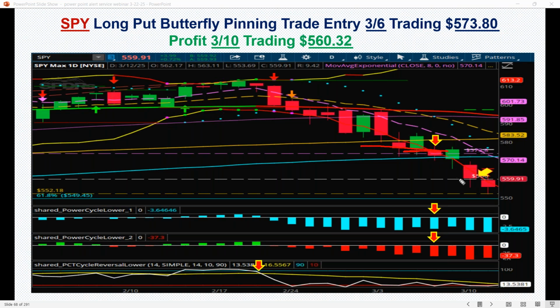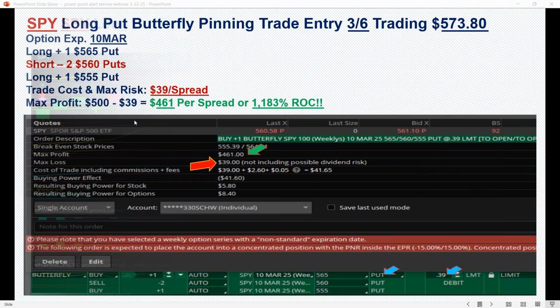So here was the trade setup. Here's where we're looking, this area down here. And this was a really quick short trade that we did, super low risk. So here is the trade setup. We were targeting that 560. So we did the 560, 55, $5 wide spread.